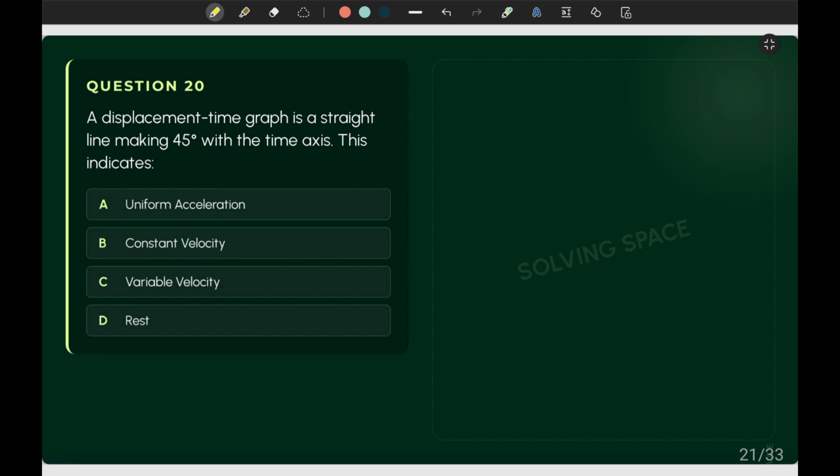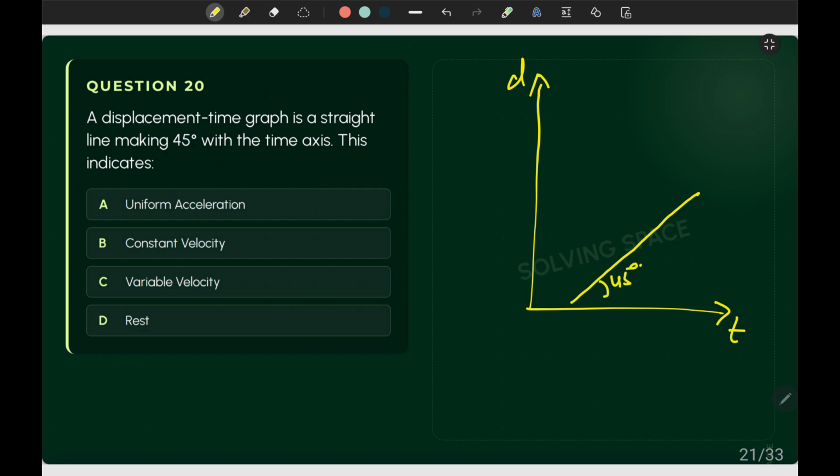A displacement time graph is a straight line making 45 degrees with the time axis. This indicates, so this is the displacement time graph, which is a straight line making an angle of 45 degrees. So we know that the slope of the graph is tan 45, whose value is 1, and slope determines velocity, which is 1 meter per second, that means constant velocity.